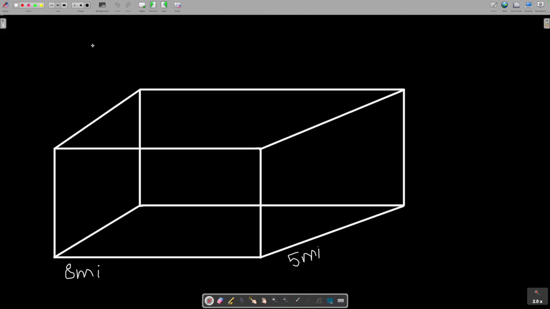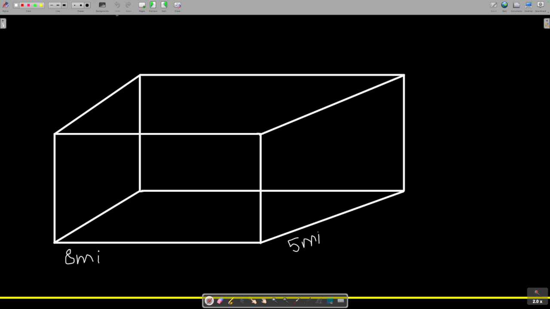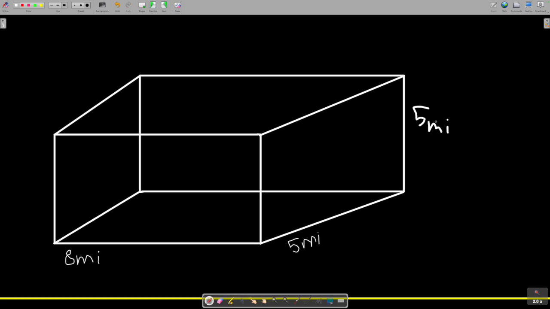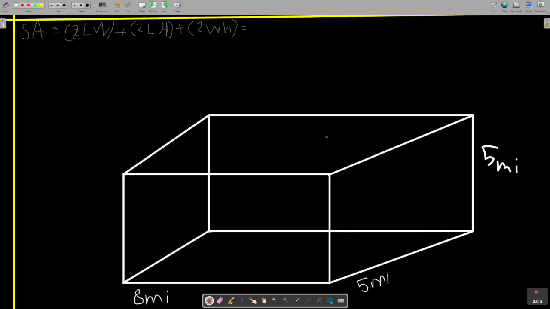Okay, so now we have 8, 5, and 5. We have SA equals 2 times length times width. So 2 times 8 times 5, which is 80. And then 2 times length times height, which is also 80. And then 2 times width times height, that is 50.